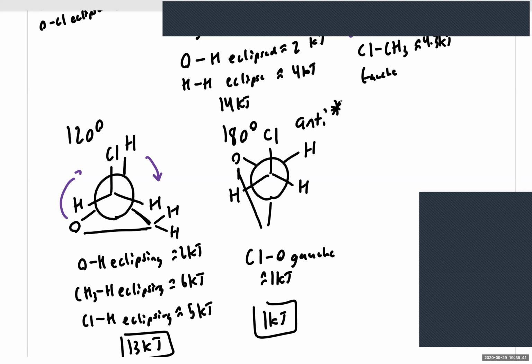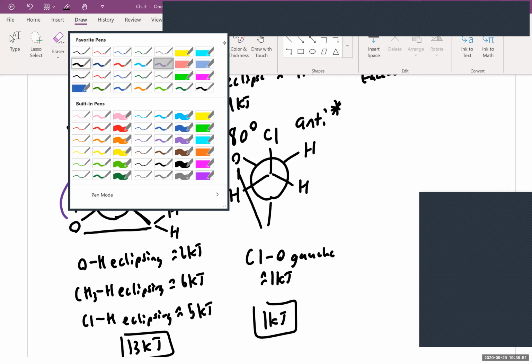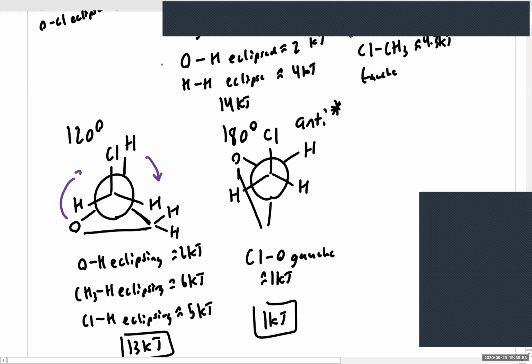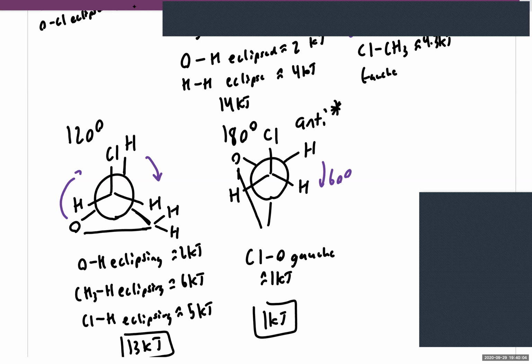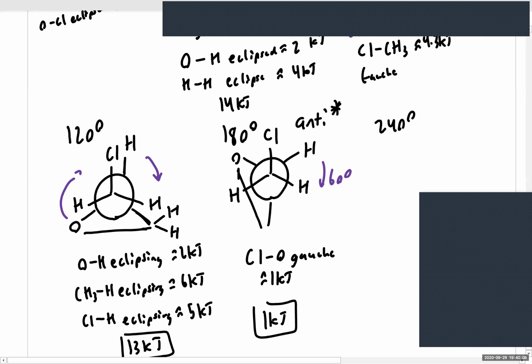Does this make sense to everyone so far? Is everyone understanding how I'm drawing each of these structures? Does everyone see how I'm getting each of these structures via 60-degree rotation? So now I'm going to rotate another 60 degrees, and this will give us our 240-degree dihedral angle structure.